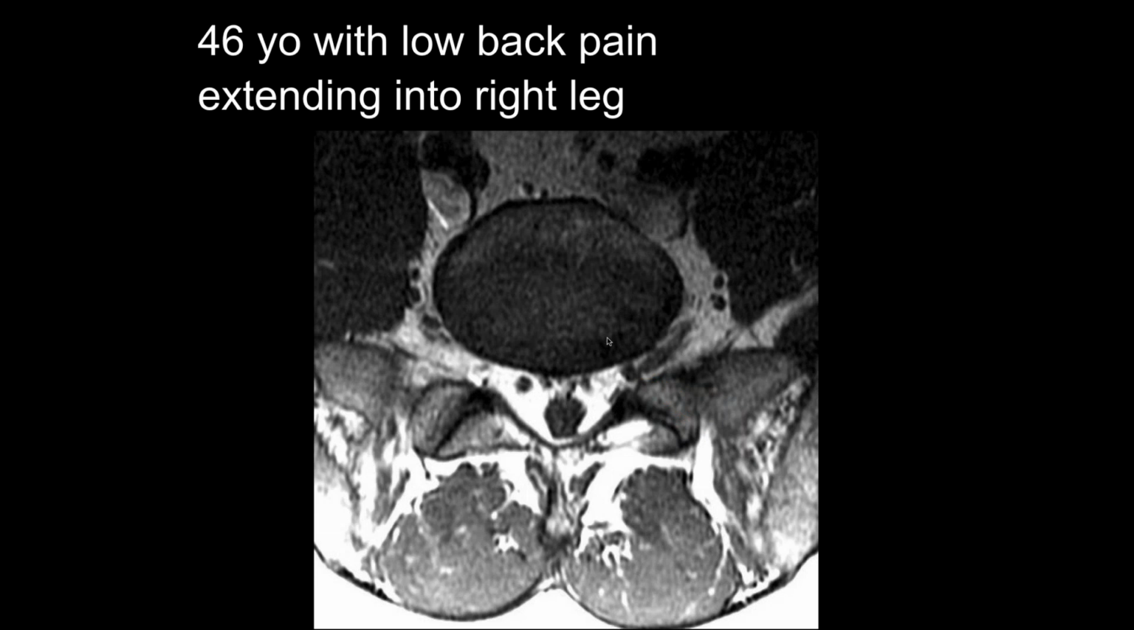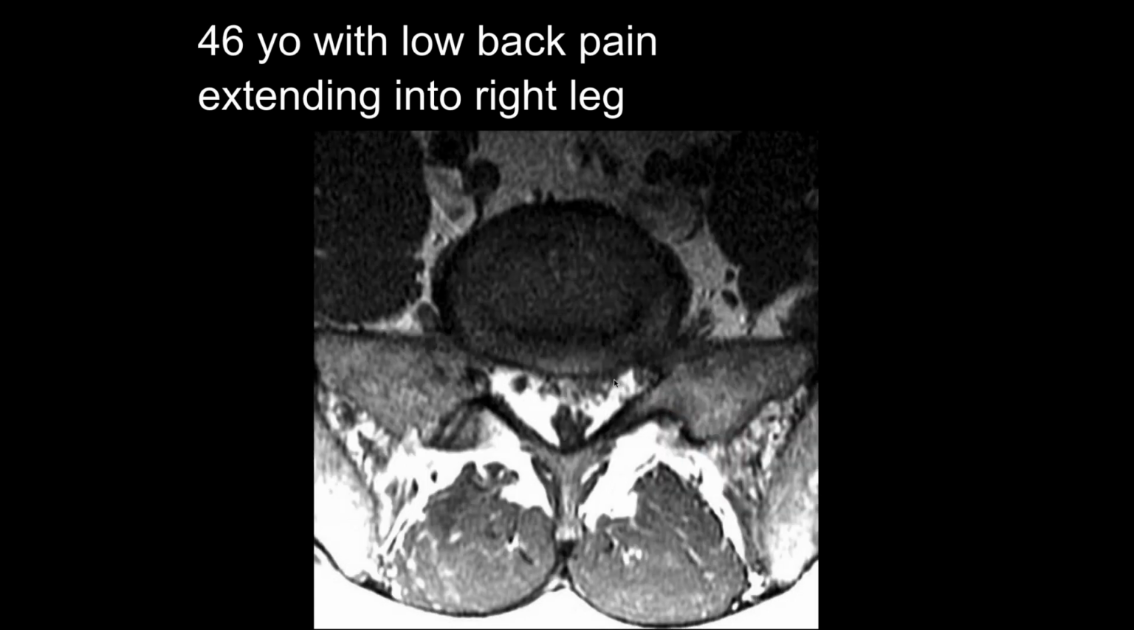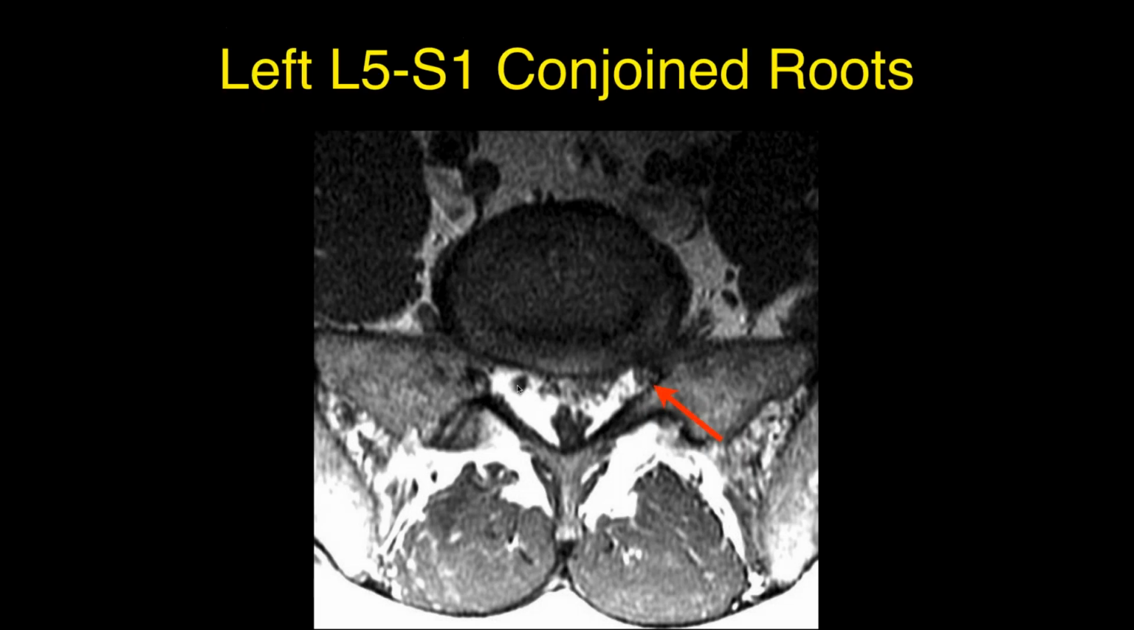If we keep going down here, now we've got the S1 root on one side, but the S1 root on the right side is more immediately placed than the S1 root on the opposite side. I mean, the S1 root on the abnormal side, and the normal S1 root. So what do we call this? So this is a conjoined left S1 root.